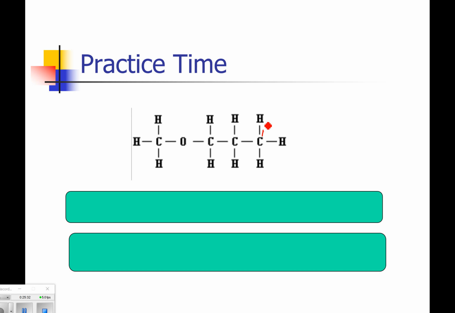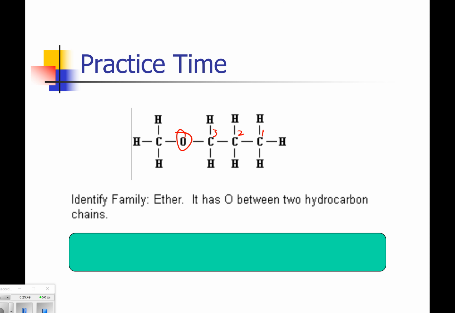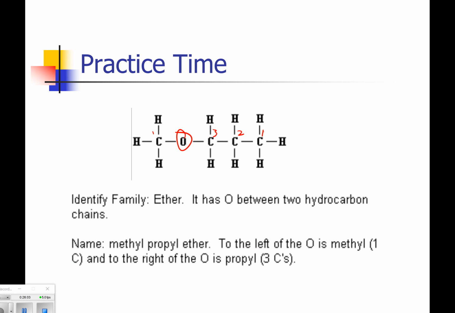So again, identifying the longest unbroken chain, 1, 2, 3. We have a single bonded oxygen in the middle of the molecule, which is going to indicate an ether, and it's in the middle of 2 different hydrocarbon chains. We have a 1 carbon group and a 3 carbon group. So one's a meth, one is a prop. So this is methyl propyl ether. The methyl group is to the left of the oxygen, and the propyl group is to the right.